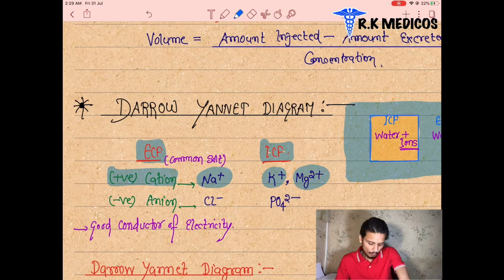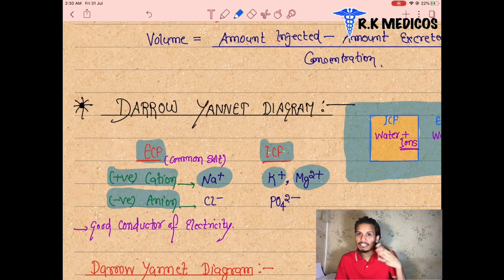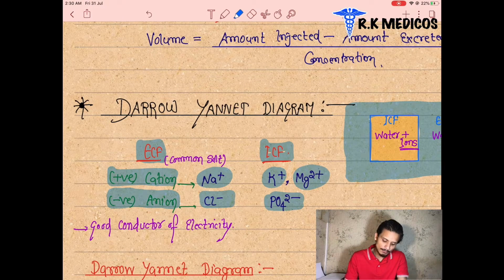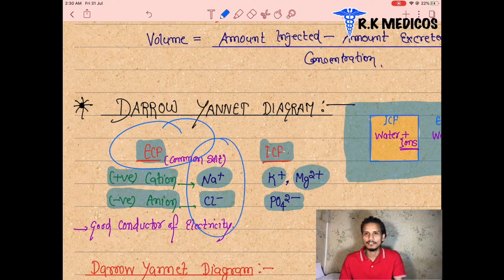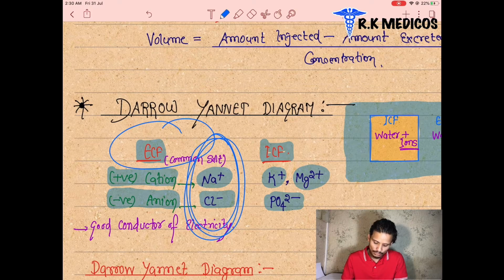Now tell me, what are the negatively charged ions? They are called anions. Which anion is present in the extracellular fluid? That is chloride, outside, and what is present inside is phosphate. Now in the extracellular compartment, two elements are present, sodium and chloride, and combined these are called common salt.